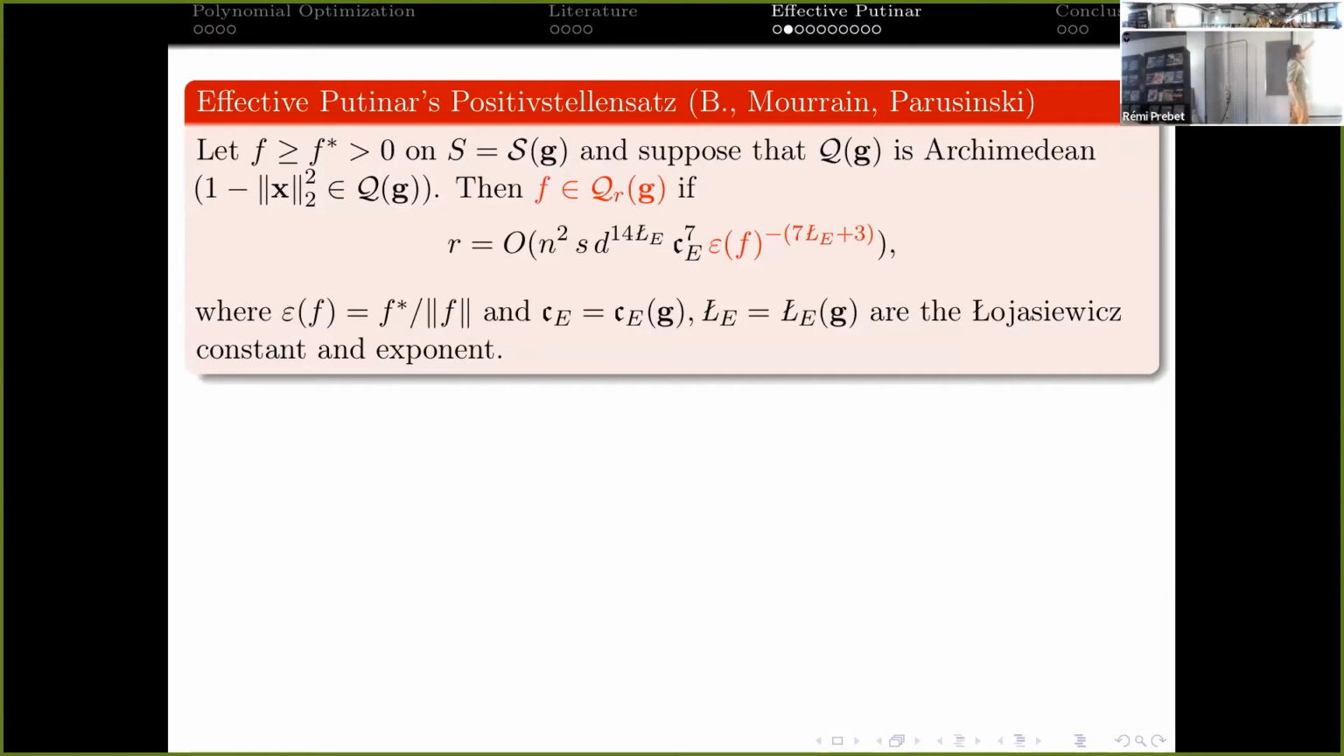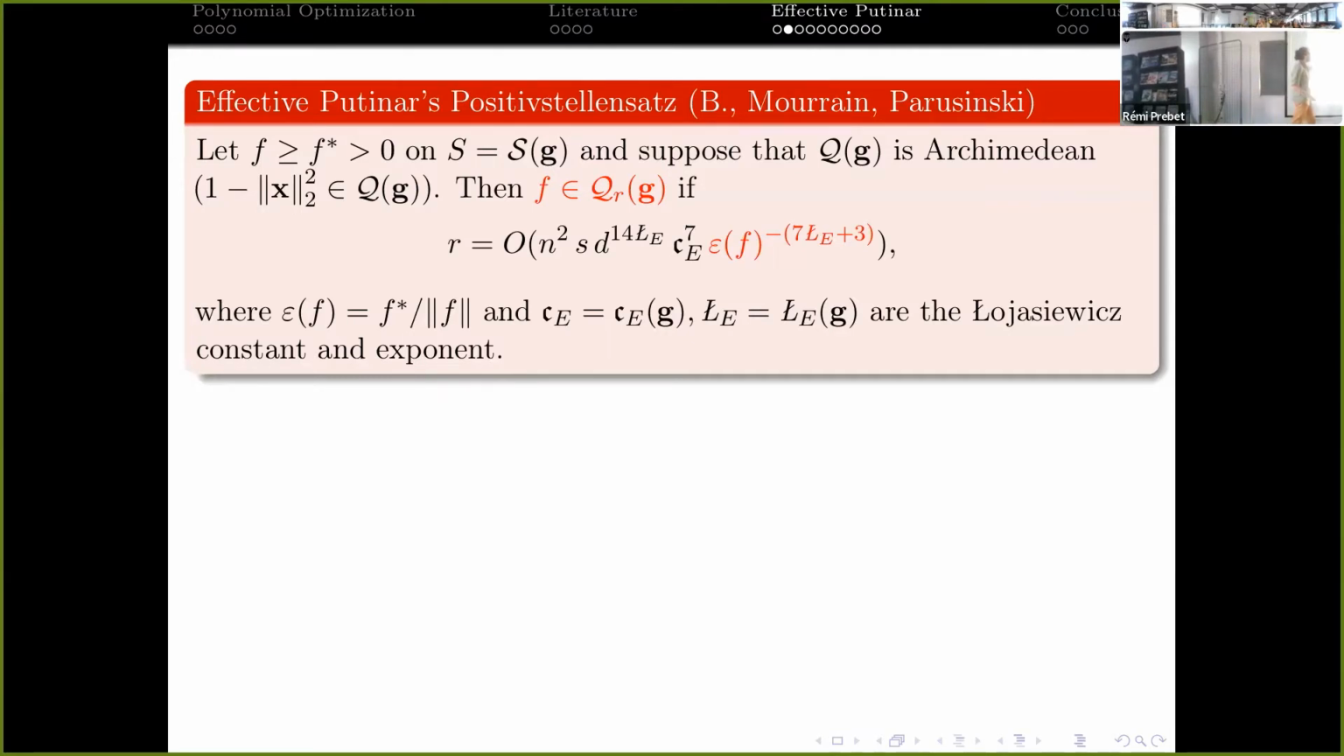Under more or less the same assumption of Marcus, we assume that the quadratic module is Archimedean and that the ball constraint with radius 1 appears explicitly, it's not a problem. Then we have a dependence of R on epsilon of f which is of the same type as the smooth one: epsilon of f to the power minus 7 times the Lojasiewicz exponent plus 3. And this is the final result, and it illustrates polynomial dependence, which is what we wanted.